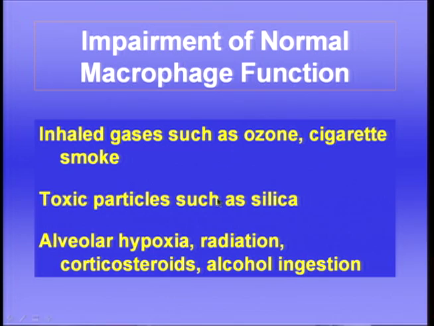And then we've got alveolar hypoxia, which also impairs normal macrophage function, apparently. Radiation sometimes does that. You know, radiation occasionally occurs in a lung by mistake, inadvertently. If someone has a carcinoma of the breast, for example, irradiated, normally you protect the lung, you shield it, but sometimes the radiation affects the lung, and you can get impaired macrophage function, and there are other causes as well.